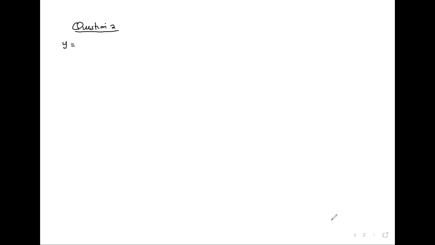So I go to question 2. Given the equation y is ln of ax plus b (under a square root), the tangent line to this curve at the point 5, ln 5 is parallel to the line 8y minus 2x is equal to 15. Find the values of a and b.